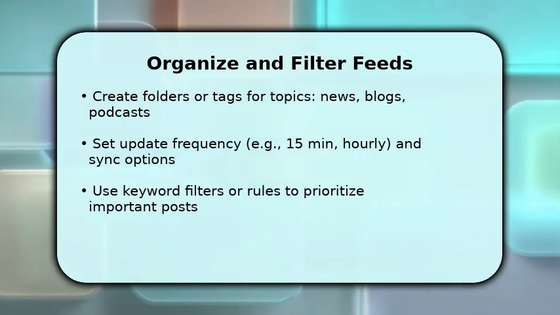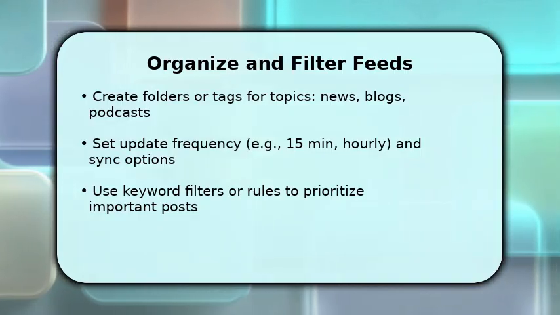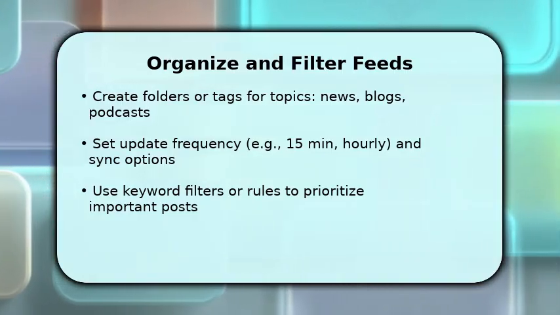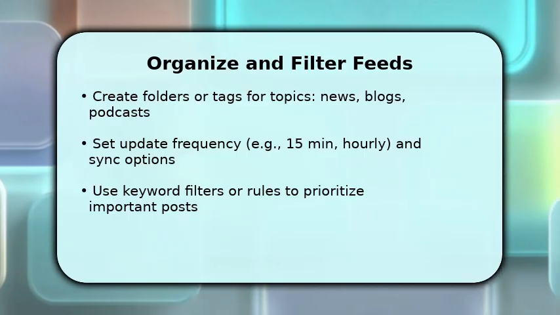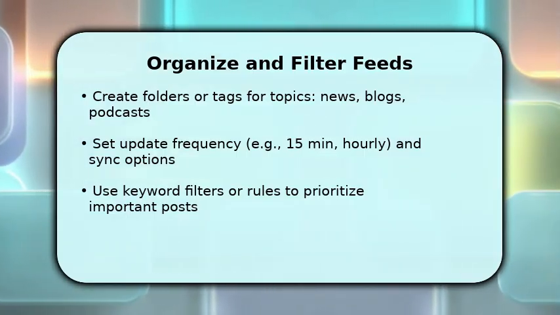Then add keyword filters or rules so only relevant posts surface in priority lists. Make sure to test a filter on one feed first. This helps you tune rules without losing content. After that, adjust unread to complete setup.